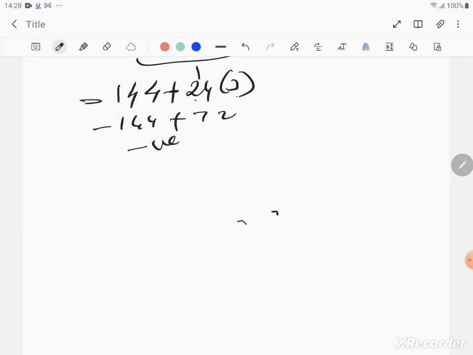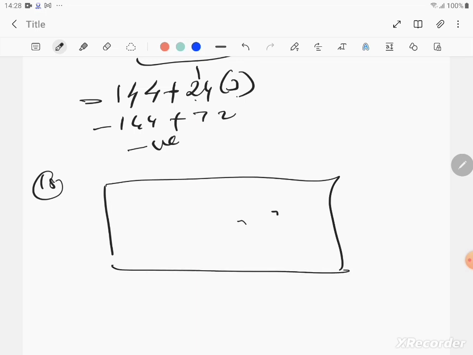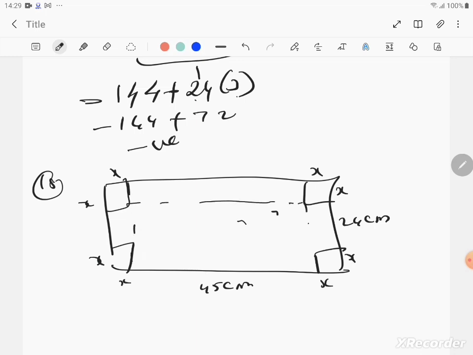Next question is 18th question, where you have a rectangular piece with this base is 45 centimeter and the side is 24 centimeter, and you're cutting off a side x, x, x, x like this, and you're going to fold it. When you fold it, you're going to fold it like this. You're going to get a rectangular box, a cuboidal box. This will be 45 minus 2x. This side will be 24 minus 2x and an x.